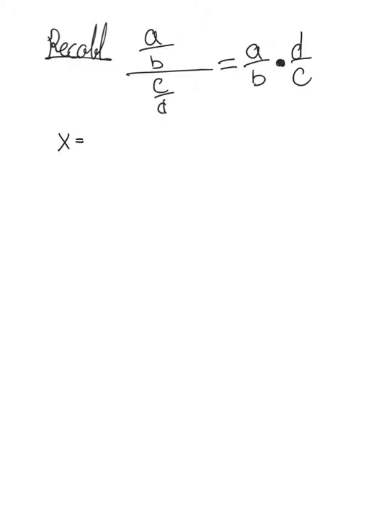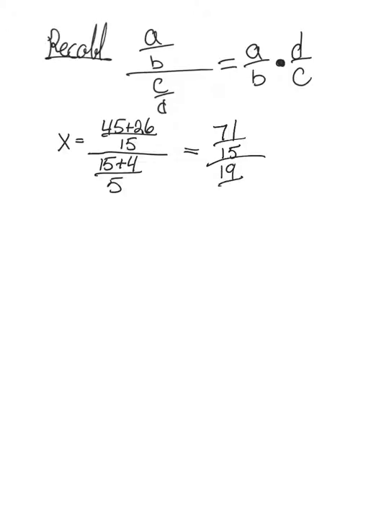So x equals 45 plus 26 over 15 all over 15 plus 4 over 5, which will equal 71 over 15 all over 19 over 5. And if we look up above, then that will equal 71 over 15 times 5 over 19.